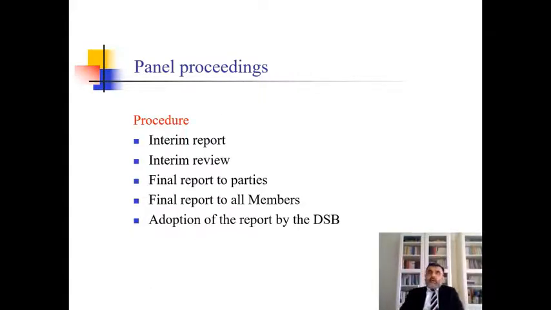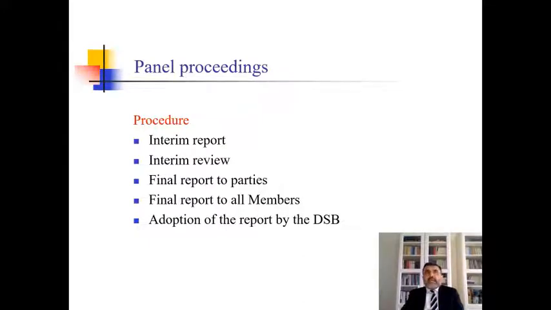Now, once the final report is circulated to all members of the WTO, either it is going to be considered for adoption by the DSB or it's going to be appealed. If the panel report is appealed, it's not going to be considered for adoption by the DSB until after appeal is completed. If it is not appealed, then it's going to be adopted by the DSB.